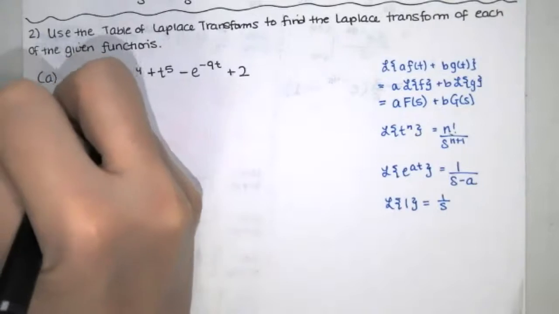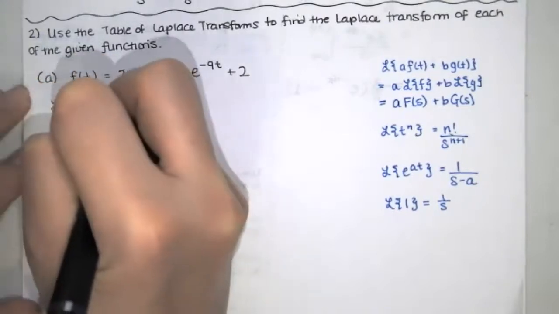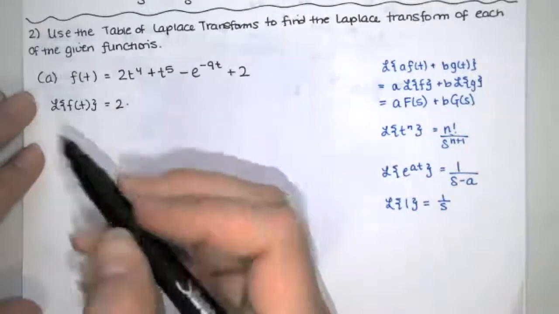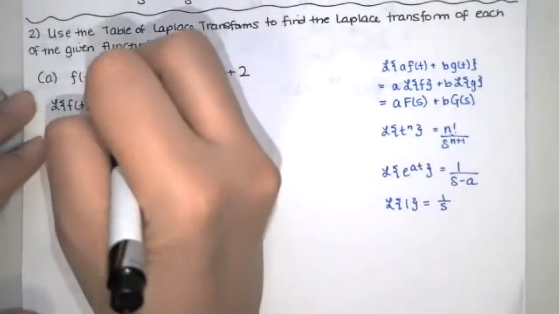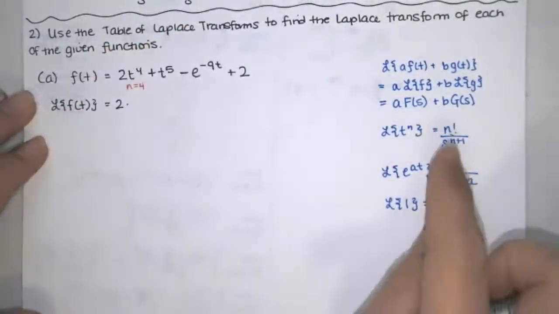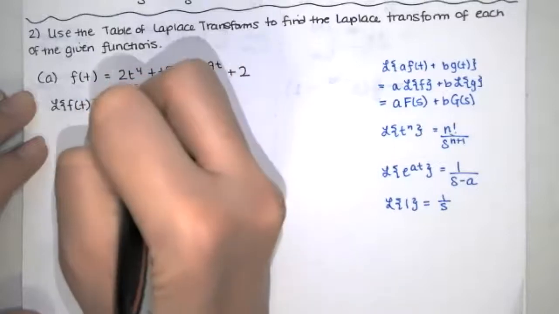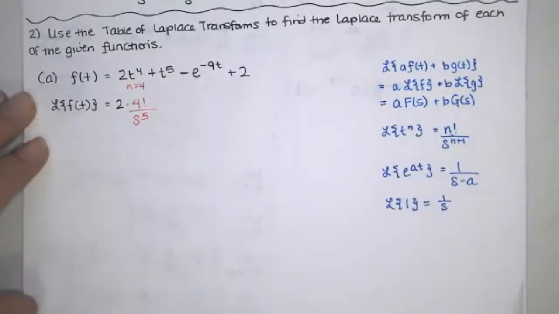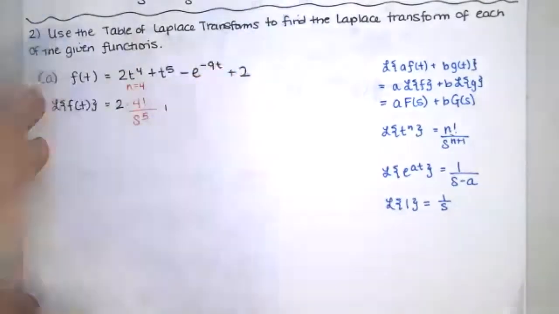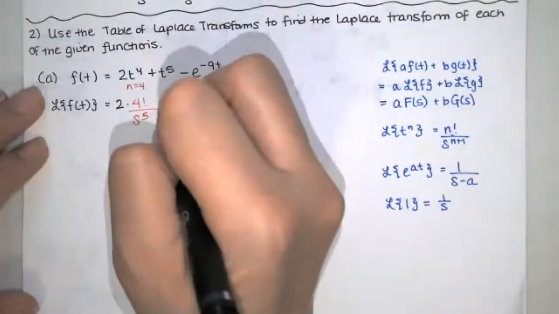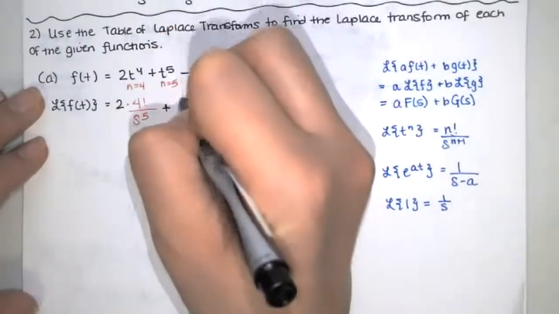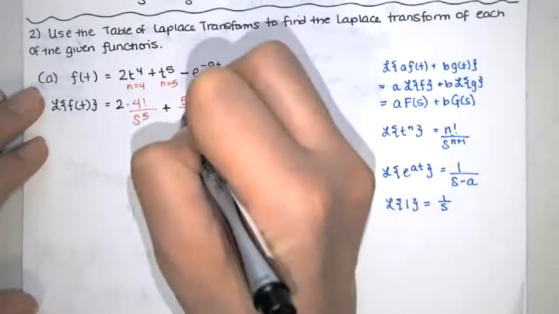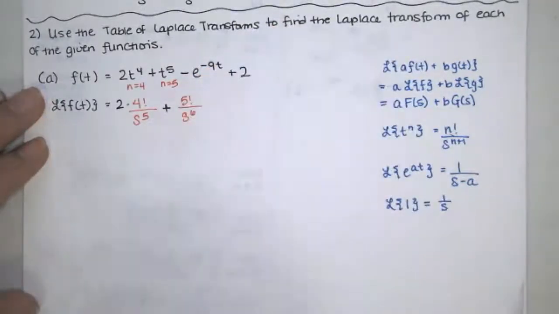So when we compute the Laplace transform of f of t, we'll get this. We'll have 2 times the Laplace transform of t to the 4th. So that is t to the n with n equals 4. So according to this rule, we're going to have 4 factorial over s to the 4 plus 1, which is s to the 5th. Then we will add the Laplace transform of t to the 5th. So n equals 5. So we'll have 5 factorial over s to the 5 plus 1, which is s to the 6th. Then we bring the constant down, -1.